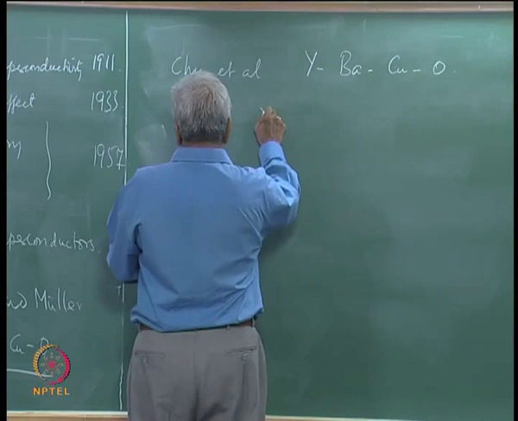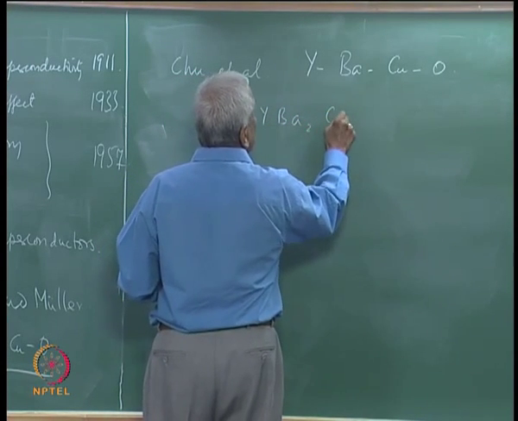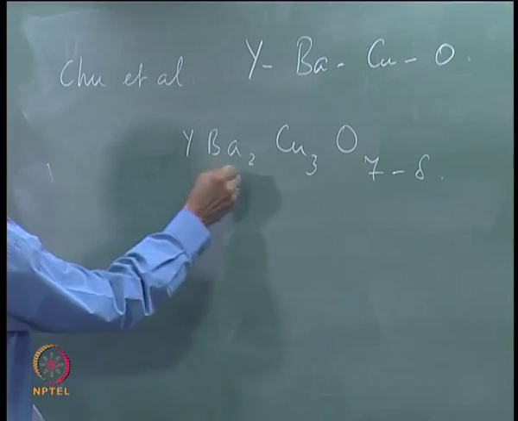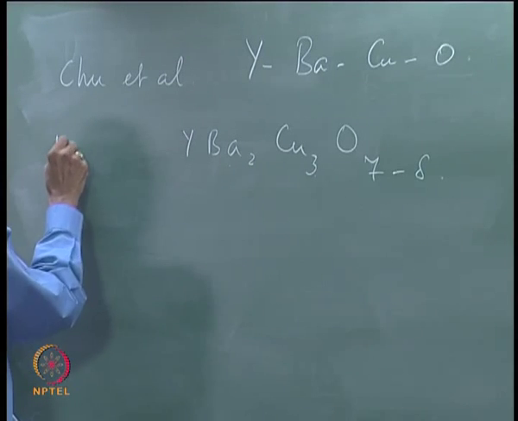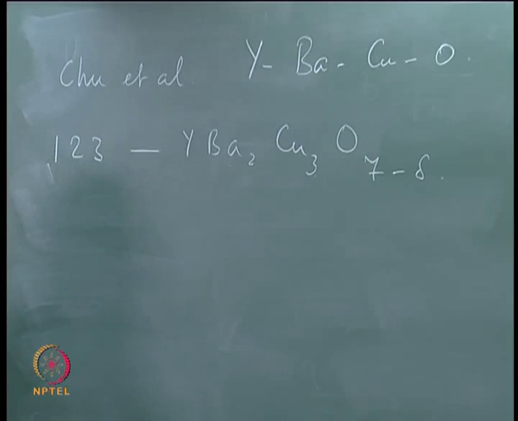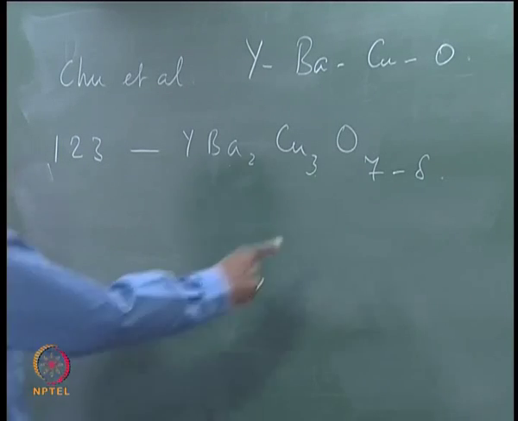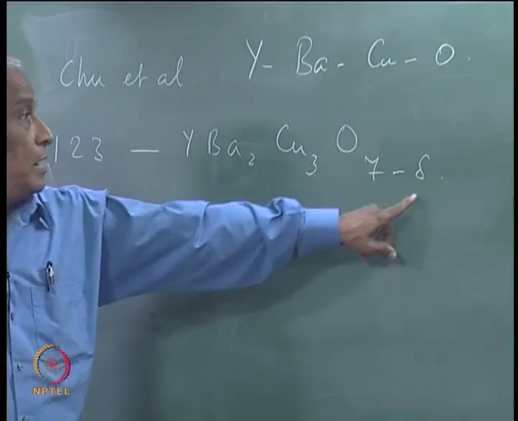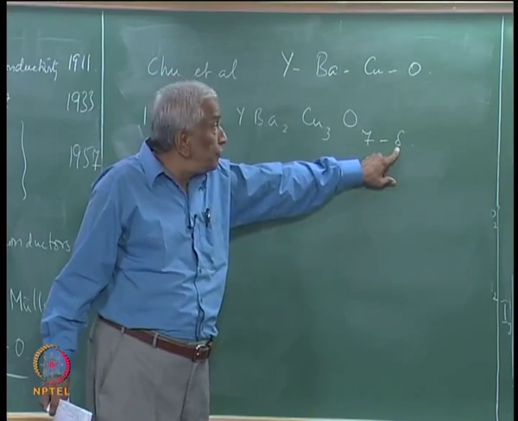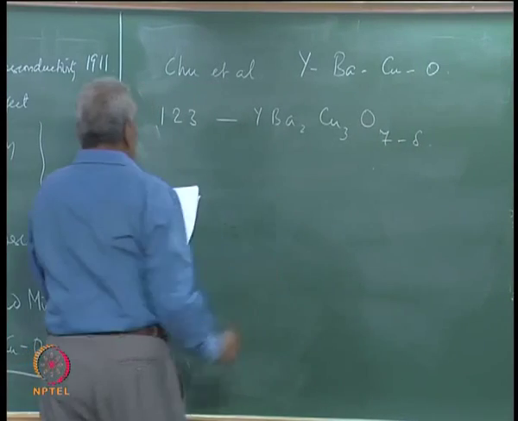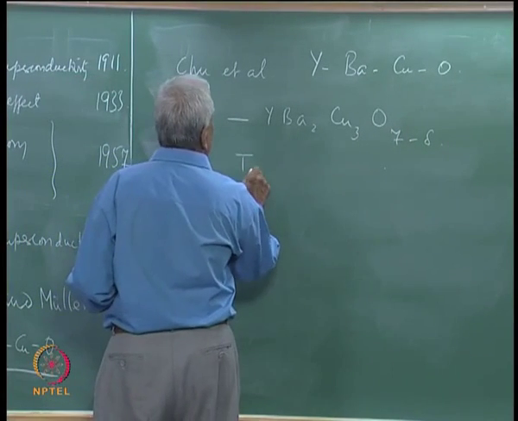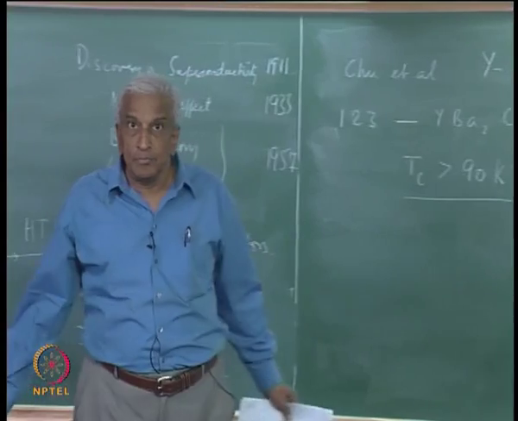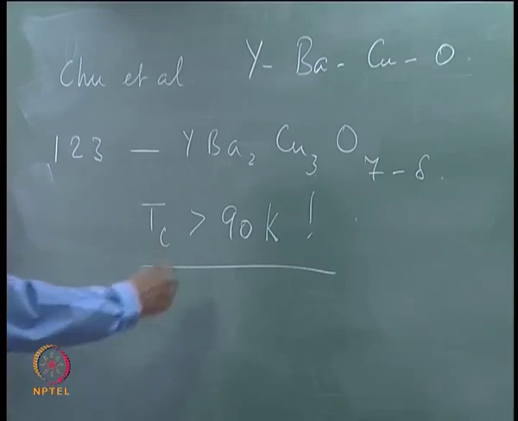Now, the actual formula goes like YBa2Cu3O7 minus delta. So, this is 1, this is 2, this is 3, the stoichiometry, therefore, it is known as a 1, 2, 3 superconductor. And the oxygen has a stoichiometry not 7, but slightly less than 7 by a certain factor known as the oxygen deficiency delta, and that was crucial for the onset of superconductivity. The Tc in this case was greater than 90 Kelvin. So, that was a big jump in the discovery of high temperature superconductors.